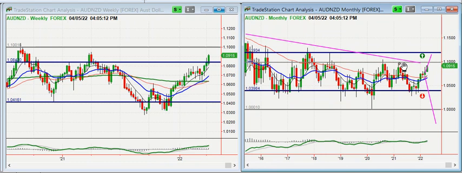And if this gets broken, let's just assume it gets broken. We are very close here now. If that gets run over, then these next levels are magnets, and we might actually see a big green bar or a series of green bars showing us AUD strength against Kiwi weakness. Both are strong, but it looks like the Australian dollar is much stronger than the Kiwi.